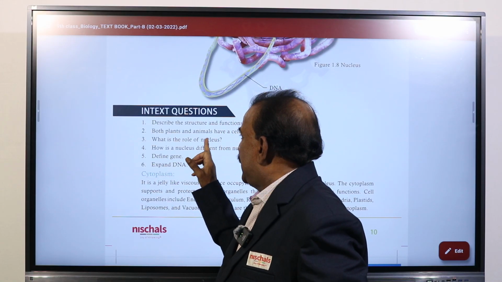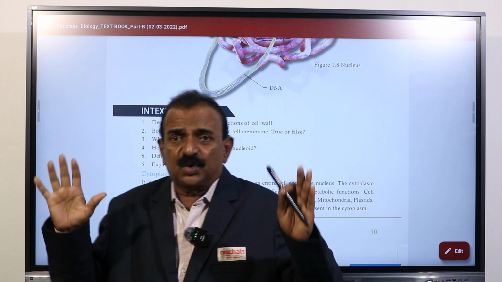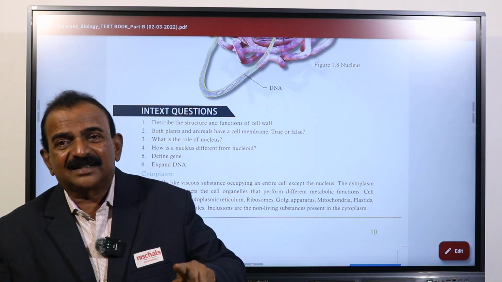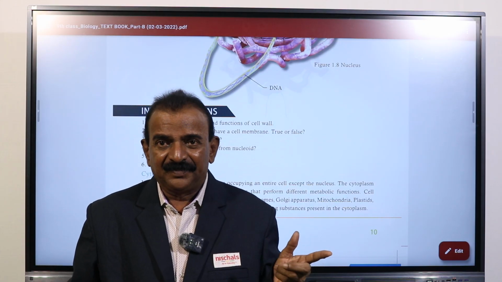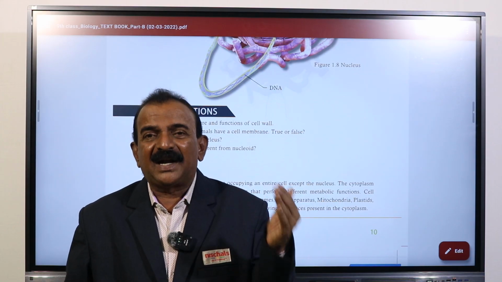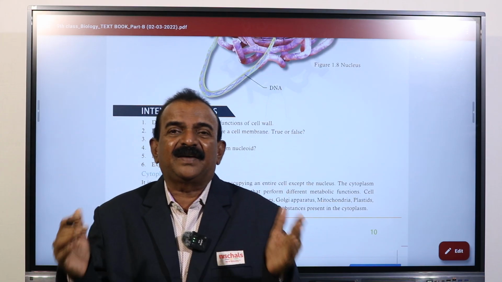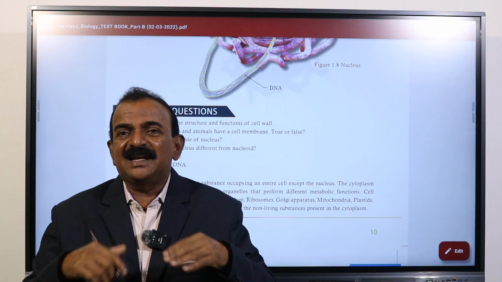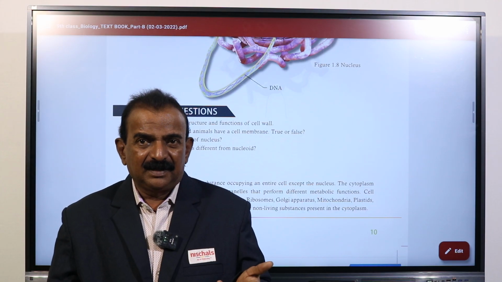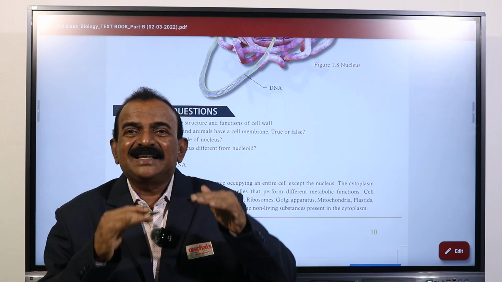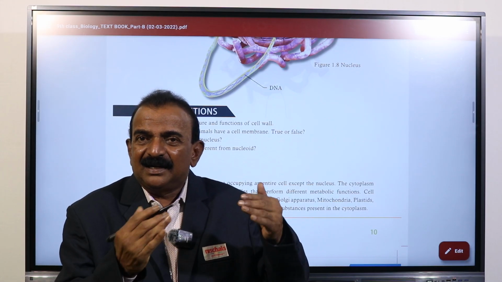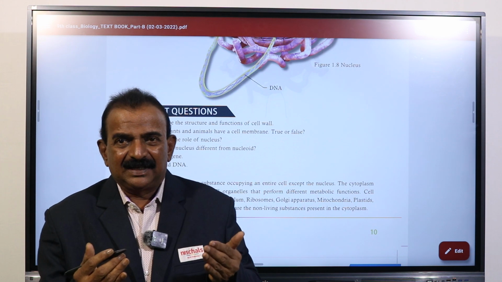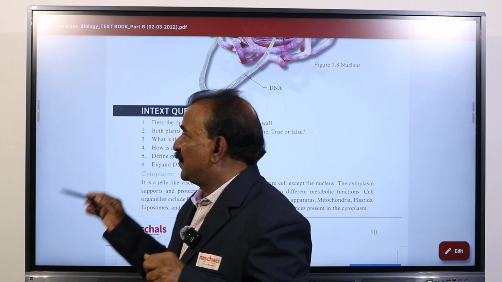Second question, both plants and animals have cell membrane. True or false? True. So cell membrane is present in prokaryotes and also eukaryotes like plants and animals, also bacteria. Just below the cell wall in case of plant cell, cell membrane is present. But in case of animals, there is no cell wall, only cell membrane is present. The other name for cell membrane is plasma membrane. It is also called semi-permeable membrane. It allows certain substances to get into the cell and certain substances to get out of the cell. So that answer you need to write for the second question.